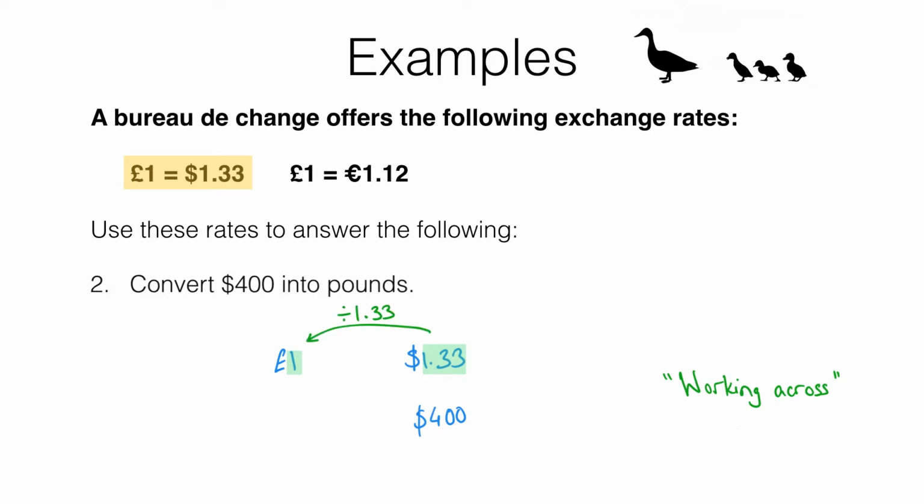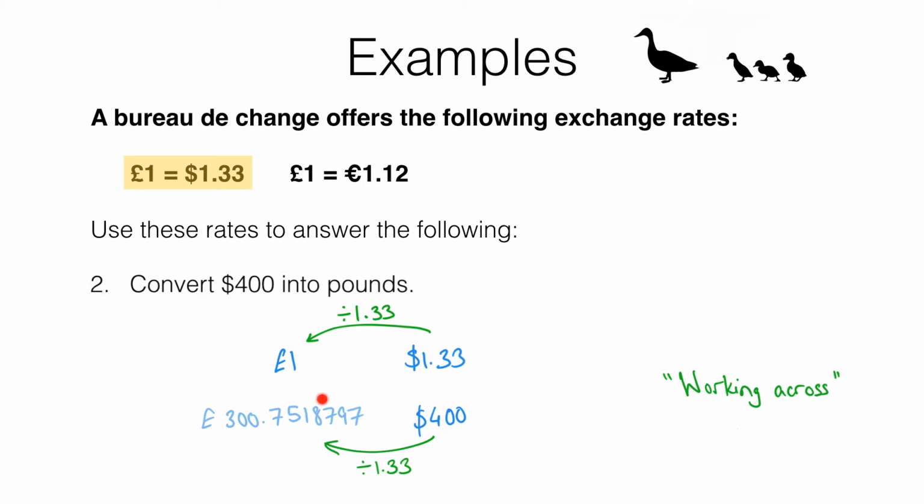How do I know that? Well, any number divided by itself is just going to give us 1. So that's what we need to do to turn the number of dollars into the number of pounds we have. So we do the same thing down here. 400 divided by 1.33 will give us the number of pounds we need. Now, if we work that out, we end up getting this number on our calculator, 300.7518797. And that's how many pounds $400 is worth.